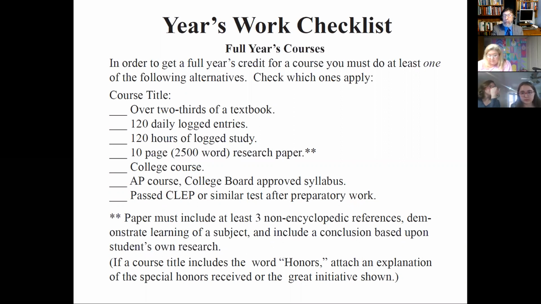Going on. Oh, that's full year's courses. And before I go to half year's courses, I want to get at least 3 questions. There's a lot of things I talked over here. What does it mean to do 2/3 of a textbook? Logged entries, research paper, and so on.